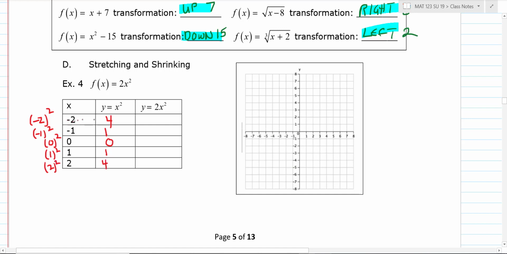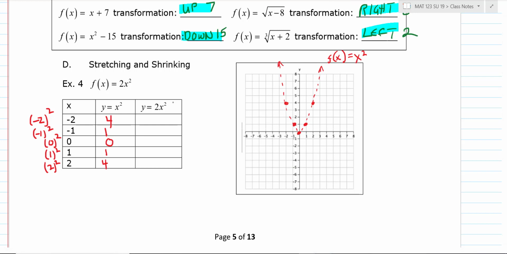Okay, now go ahead and plot those points. So you'll go left 2, up 4, left 1, up 1, 0, 0, 1, 1, 2, 4. So that is the elementary function that we call the squaring function. So just go ahead and get that put in, and then you want to label that. Go ahead and label that as f of x equals x to the second.